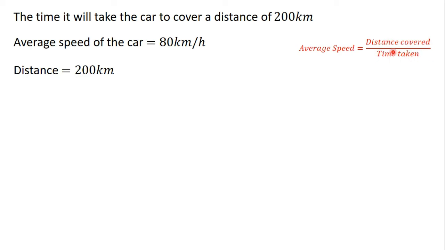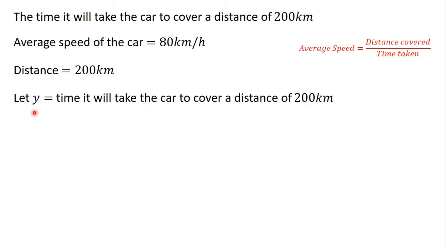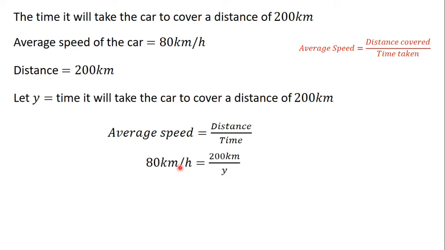So we are going to look for time. Let's represent time with a variable since that is what we are looking for. So let's say that y is equal to the time taken by the car to cover a distance of 200 kilometers. So now we have average speed as 80 kilometers per hour, distance as 200 kilometers, and time as y. We can substitute this information into the formula. So average speed is equal to distance covered divided by the time taken. Average speed is 80 kilometers per hour. Distance is 200 kilometers and time is y.